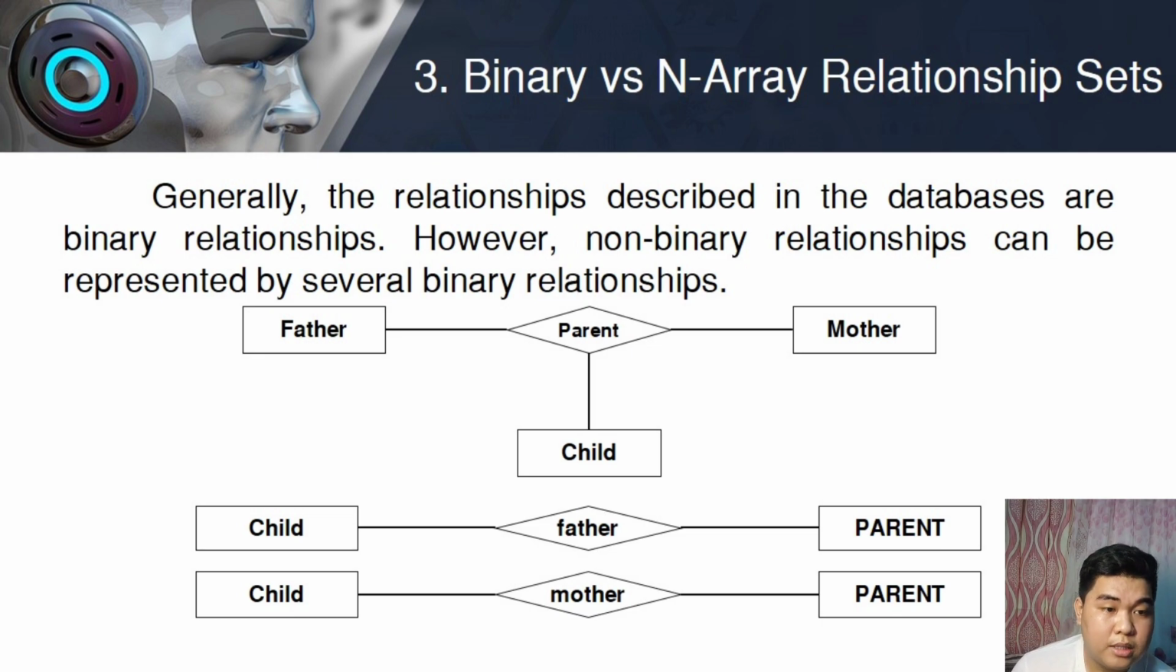Ito nga, yung sa father, parent, mother, child. Yung sa relationship nila. Then yung sa binary, na example naman dito is yung child, father, parent, child, mother, and parent.